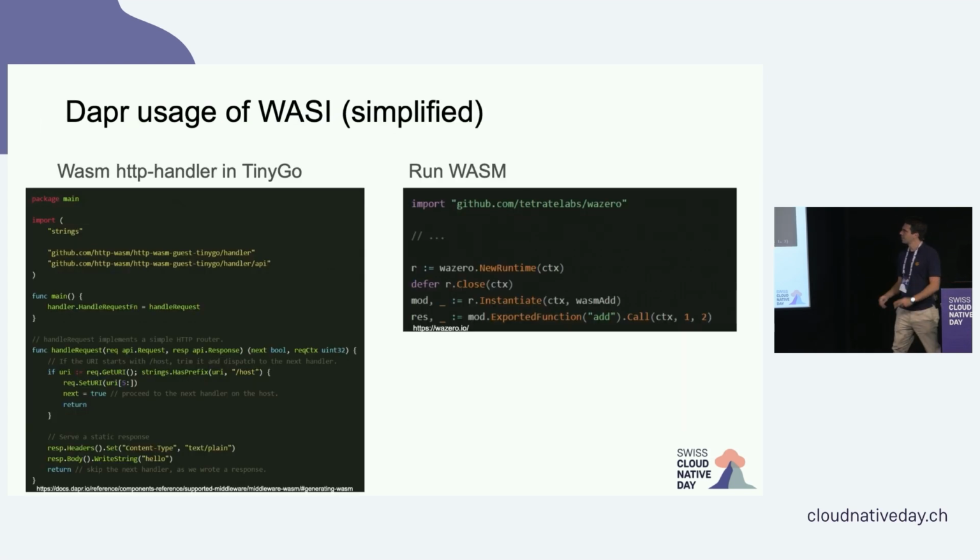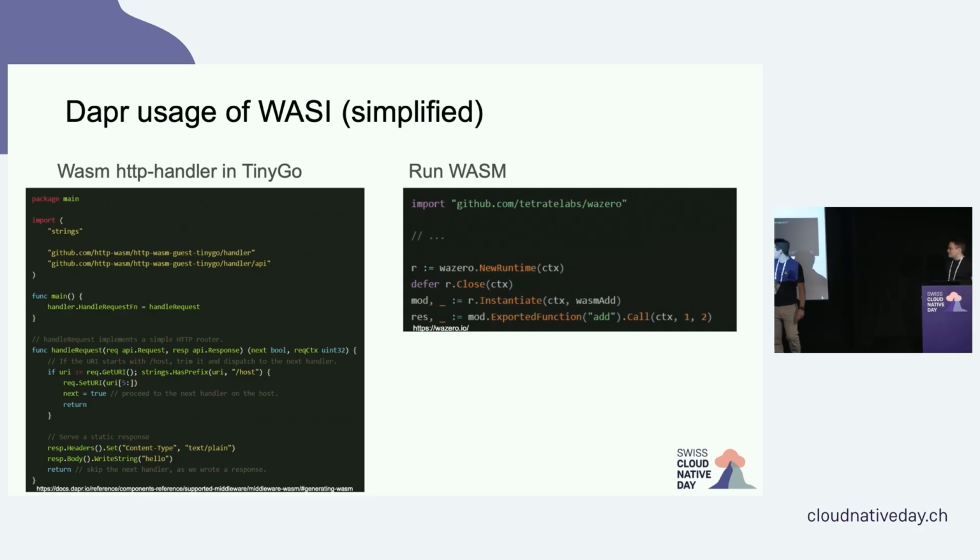So Dapr is using something called Wazero. And here is a small example of what you can do. This is the whole code: a really small HTTP handler that extends the logic. We have one HTTP handler, using TinyGo as a framework, that extends the logic of Dapr. Here it just returns some hello world, of course.